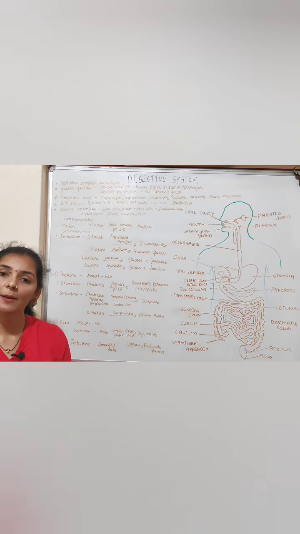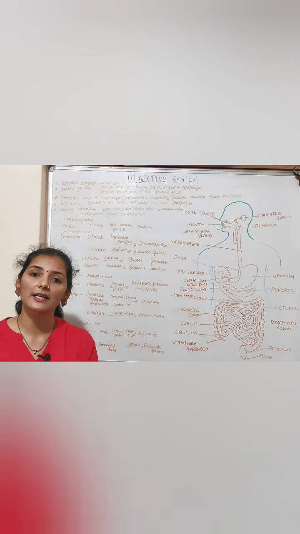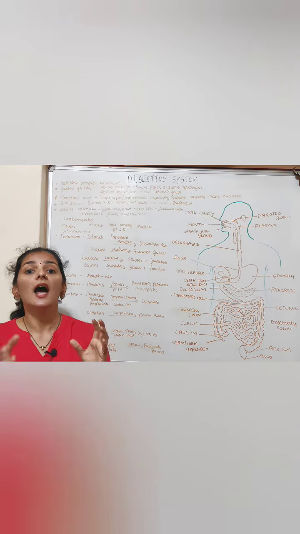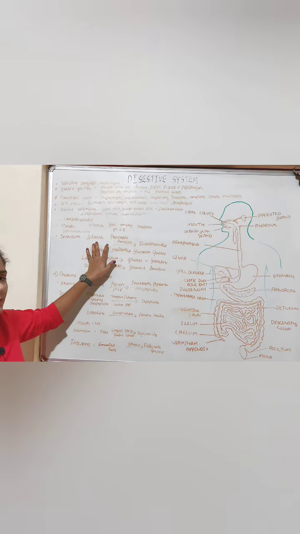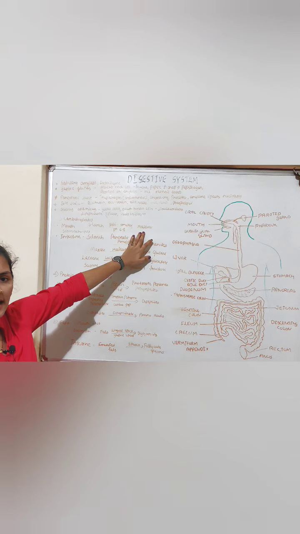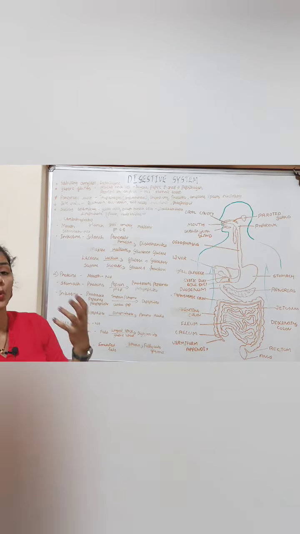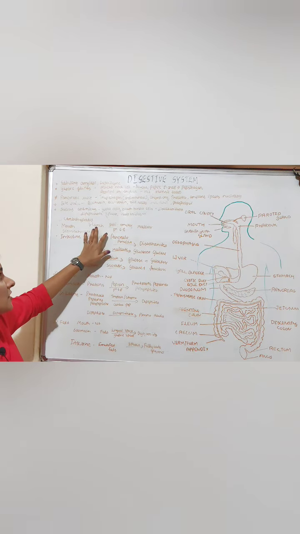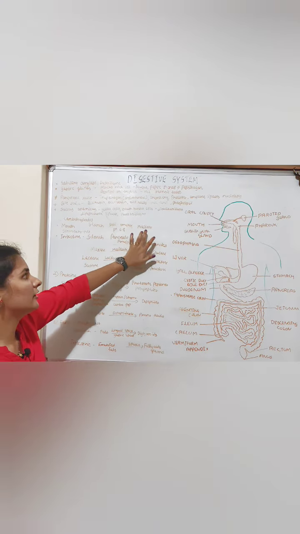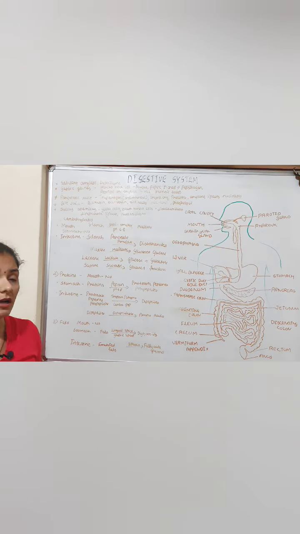First one is salivary amylase. As the name indicates, amylase helps in the digestion of carbohydrate. So salivary amylase acts on the starch which is present in the food, and it converts this starch into the disaccharide, that is maltose. So in the mouth, the starch is acted upon by the salivary amylase of saliva, and it converts it into disaccharide, that is maltose.